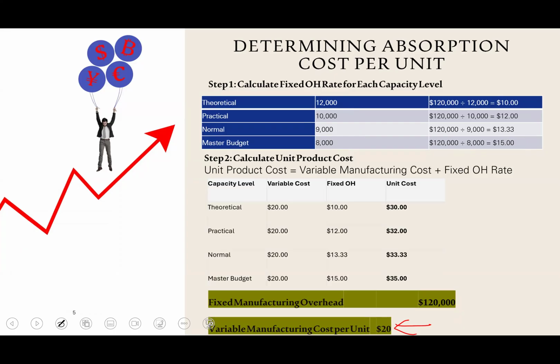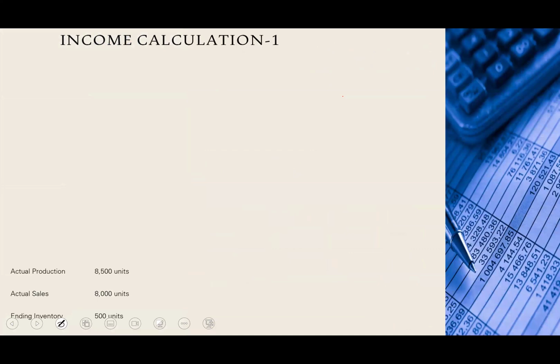So for each of the methods, these are the numbers you have created for fixed overhead. You combine that with the variable cost, and this is your per unit product cost. Under each of the 4 capacities, your per unit cost is already turning out to be different. Why? Your assumption about fixed cost is the same, but your assumption about the denominator, the one you use to divide your fixed cost by, is different. Therefore, your per unit cost is different. Everybody okay? Let's go to the next step.